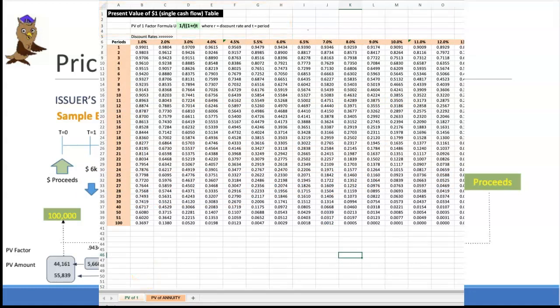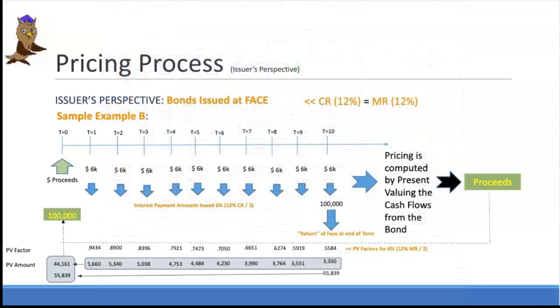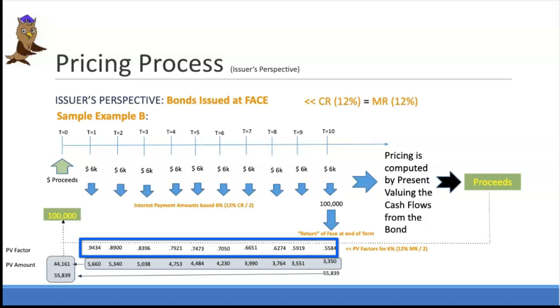Once we find the correct table, we now need to find the specific PV factor for our 6% periodic market rate, also called discount rate. Discount rates are found in the columns. We will use a 6% column and the 10th row because we have 10 periods. The PV factor for each period, T equals 0 through T equals 10, is shown on the slide. Each is multiplied by its respective cash flow. The result is a PV amount for each period.